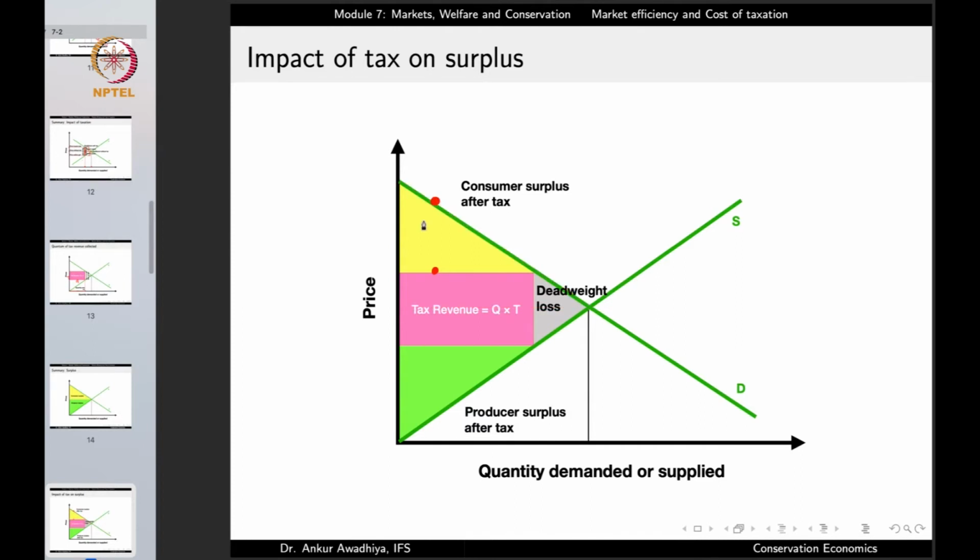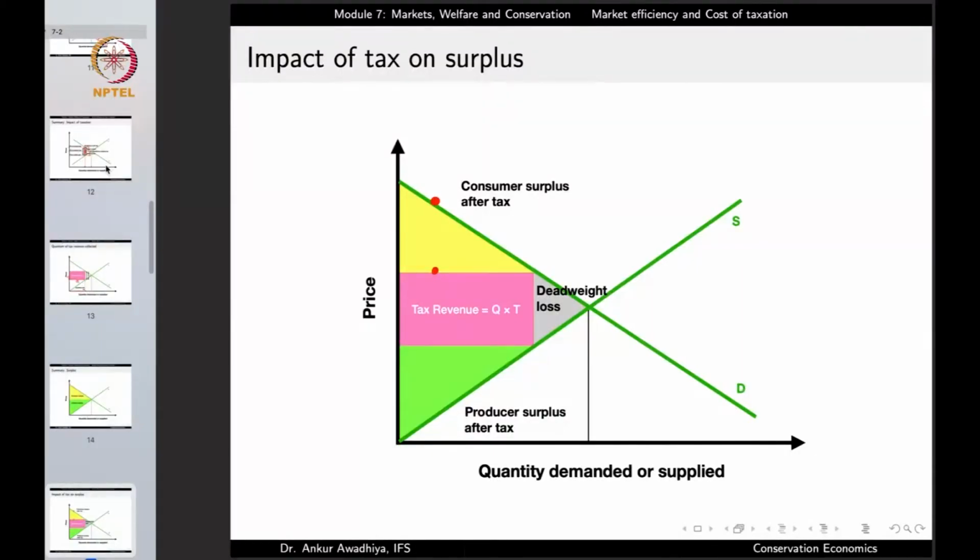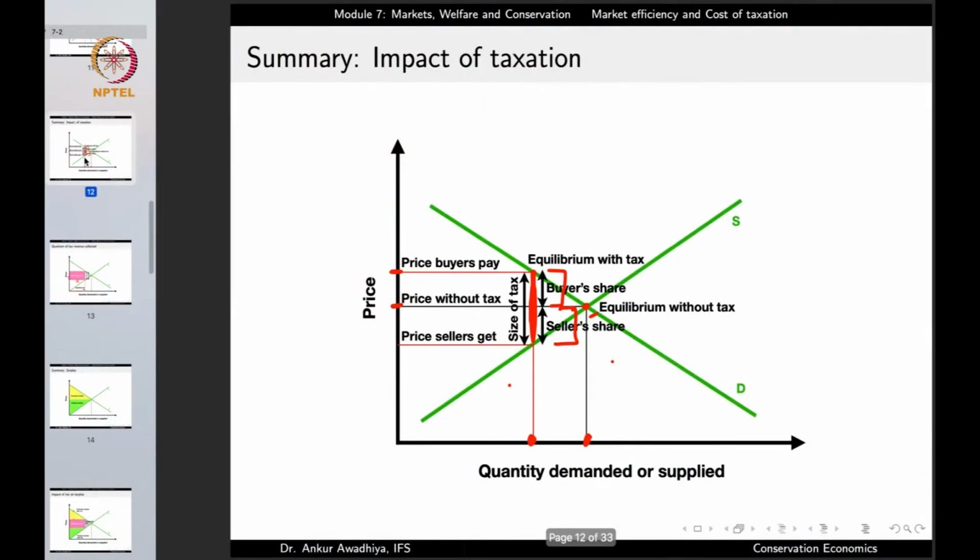What about the producer surplus? Now the producer surplus also reduces because the producer surplus is the difference between the price that the producers are getting and the cost of making the good. Now the cost of making the good remains the same, but now they are getting a lower price because earlier they were getting this price without the tax, but now they are getting this price.